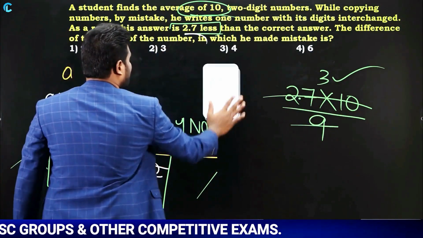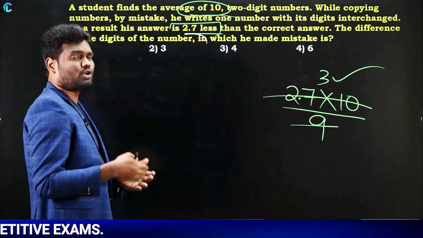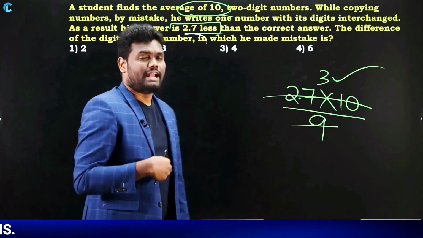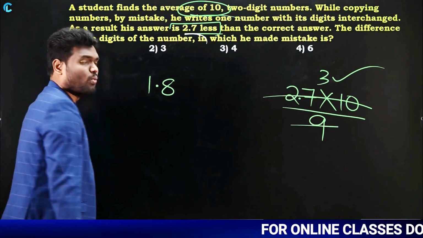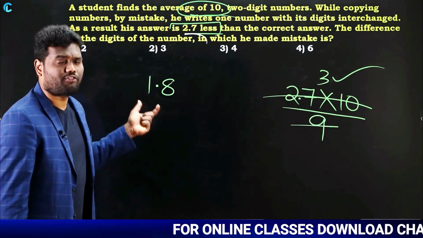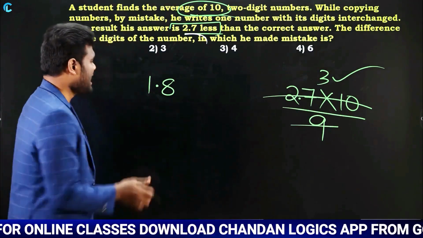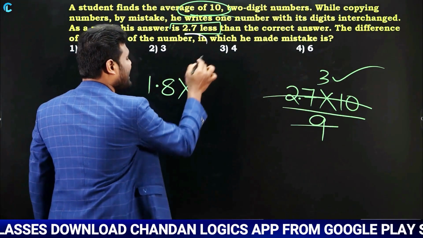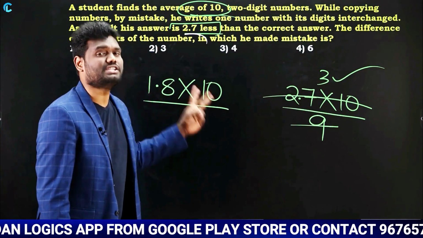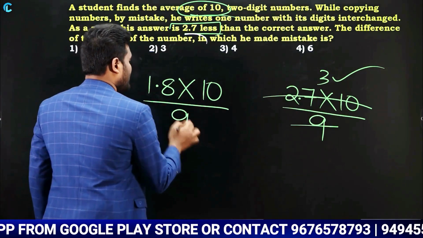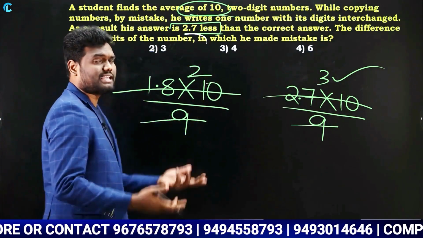Now let us take one more question. Again the same question: out of these 10 numbers, one number is interchanged. As it is interchanged, the average difference is 1.8. Now your question is, what is the difference between those digits? Simple, as it is 1.8 and you have 10 numbers, this is 1.8 into 10. As these are 2-digit numbers, divide by 9. 1.8 into 10 is 18. 18 divided by 9, how many times? 2 times. So the answer is 2.